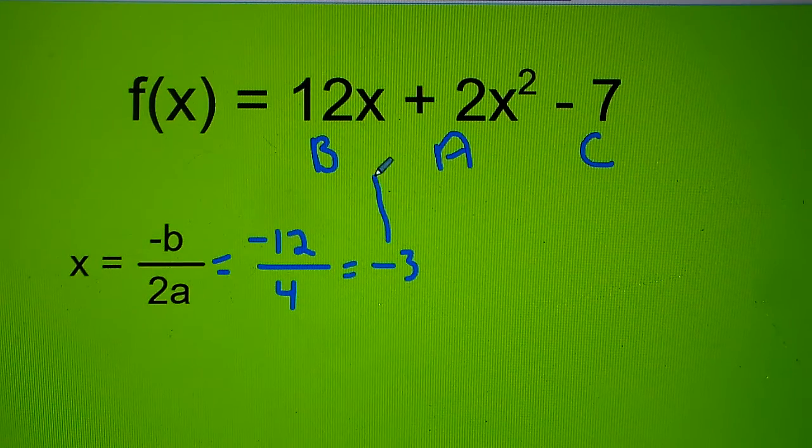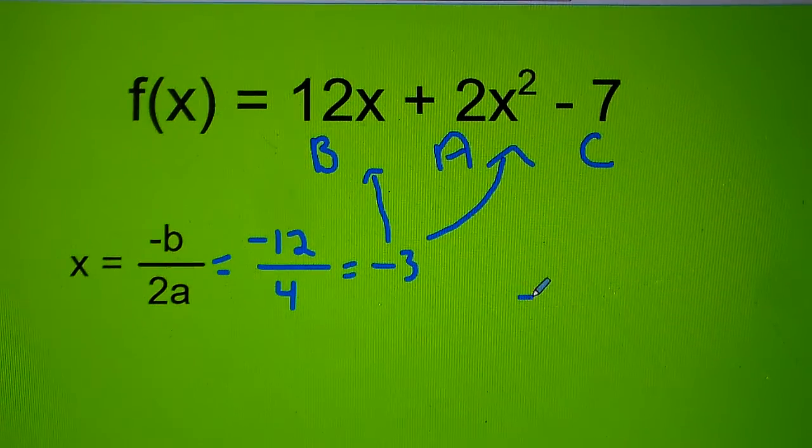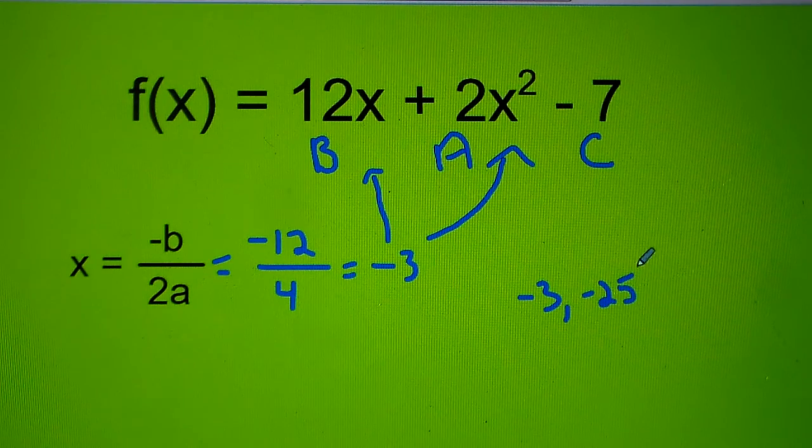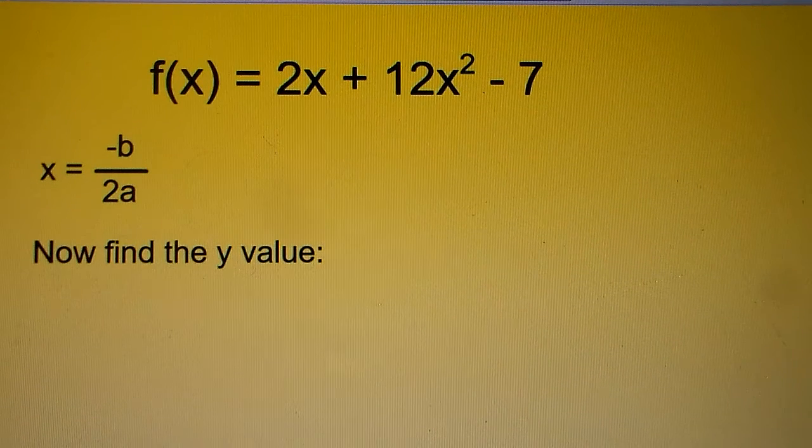So then we put in that negative 3 for x in both of those locations. We do 12 parentheses negative 3 close parentheses plus 2 open parentheses negative 3 close parentheses squared minus 7. And we're going to get negative 25. So our vertex is negative 3, negative 25. Hopefully you got the same answer. See if you could do that one on your own first, and then we're going to move on to graphing.